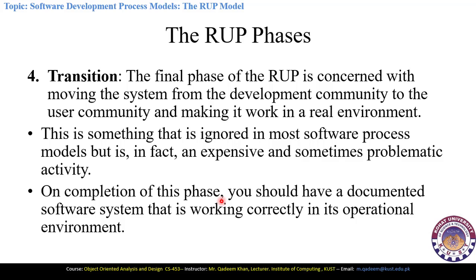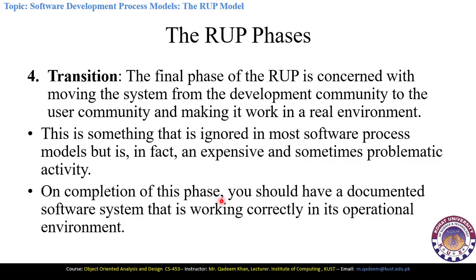This is also sometimes ignored, but in most software process models, it is a fact that it is very expensive and sometimes problematic activity. In the transition phase, we actually install the software at the end user environment. After completing this phase, we have a documented software system that works correctly in the operational environment of the end users.